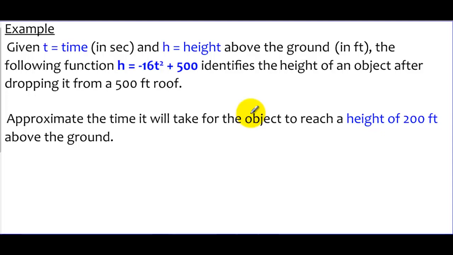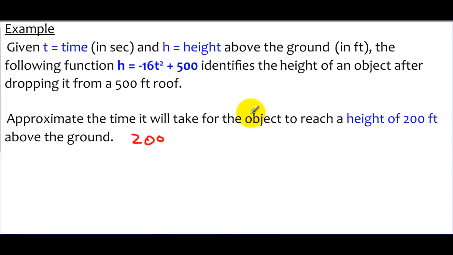Okay, so I've highlighted some key information in here, and they're telling us what the variables represent. t is equal to time, h is equal to height, and I do see those represented in my problem. They're asking me down here to approximate the time it will take for the object to reach a height of 200 feet. For this equation, I know h represents height, and they're giving me a height, which means I can go right here and plug in 200.